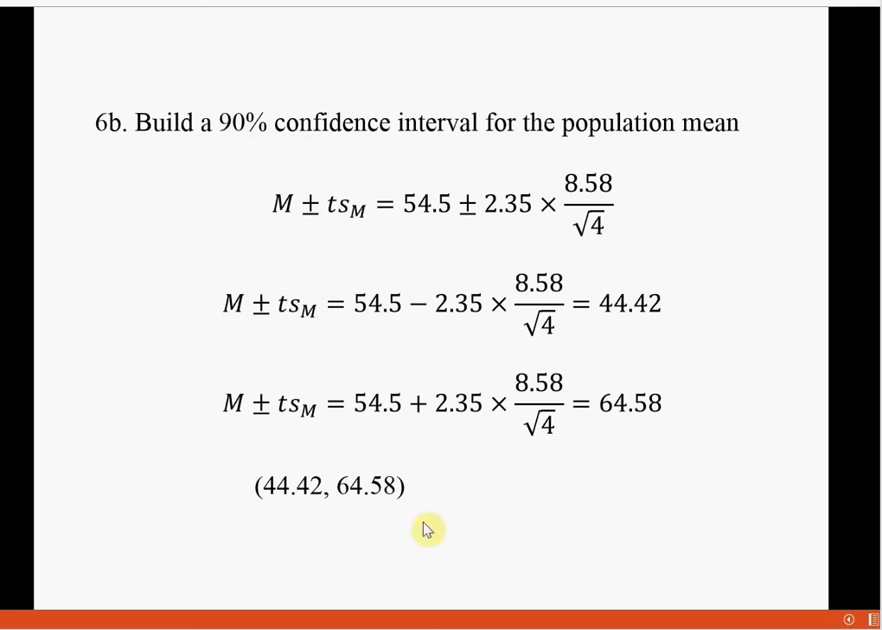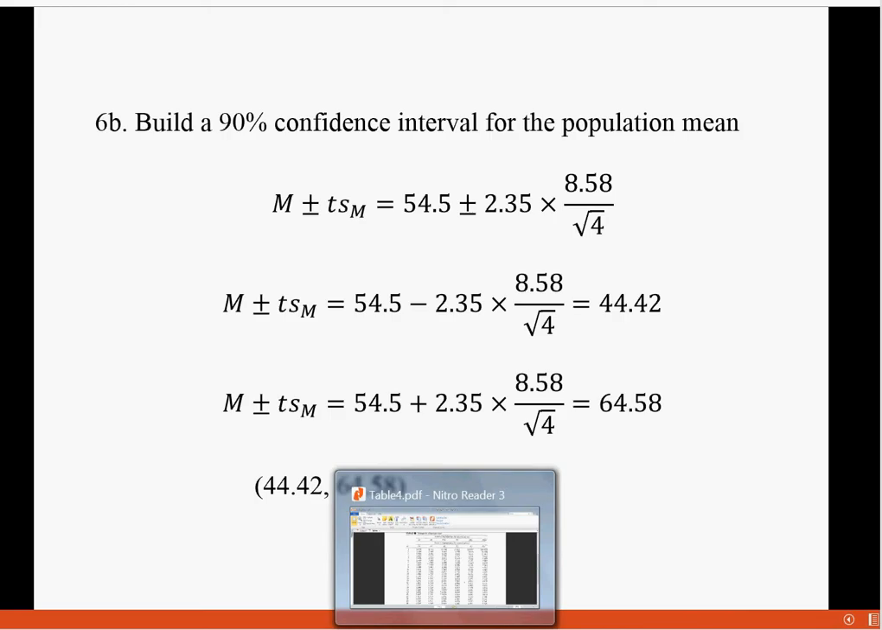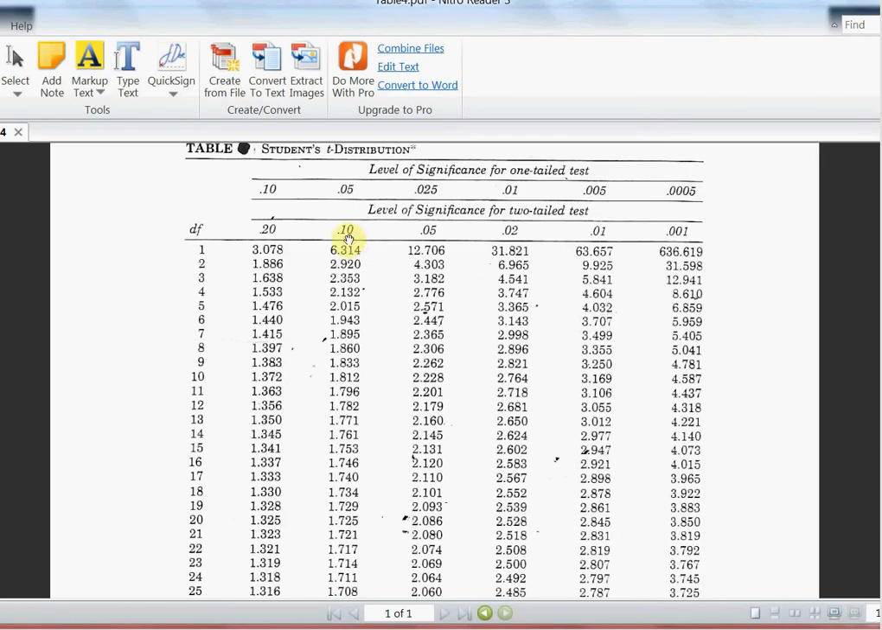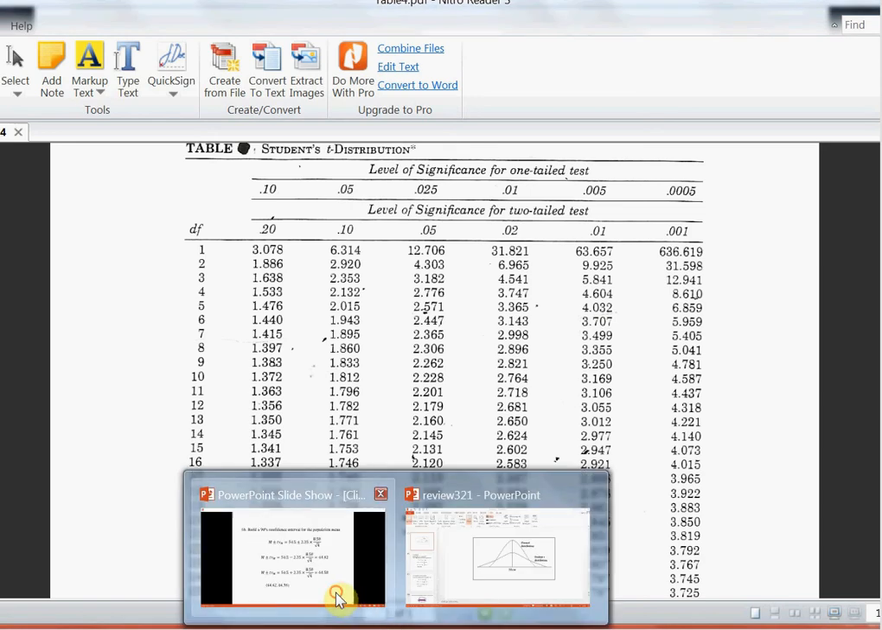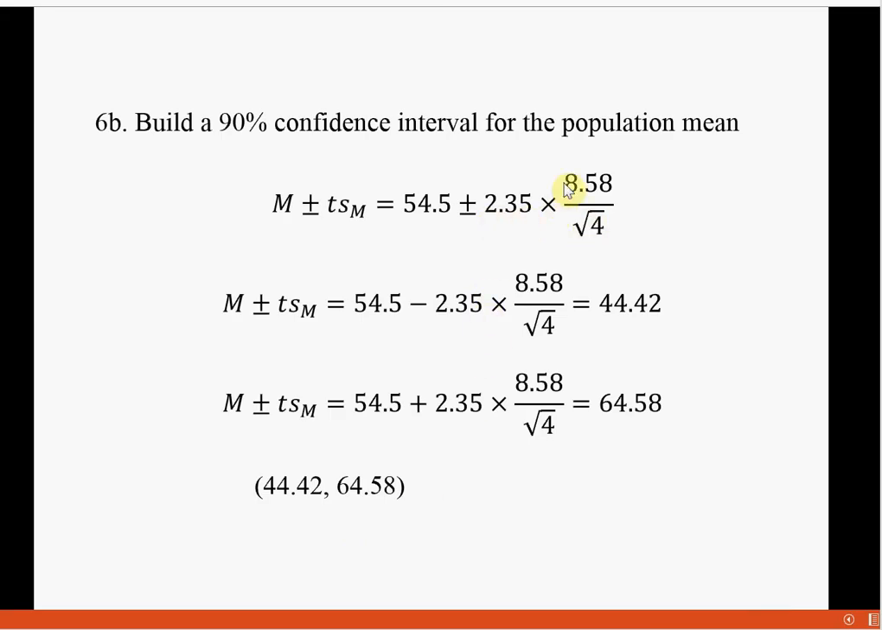Let's go to a table to see how we obtain this t-score. For 10%, we go down to the degrees of freedom 3, 2.35. So that's the t-score here, 2.35. Multiplied by the standard error, 8.58, that is the sample standard deviation, divided by the square root of the sample size, 4. You complete these two calculations, you obtain the lower bound and the upper bound.